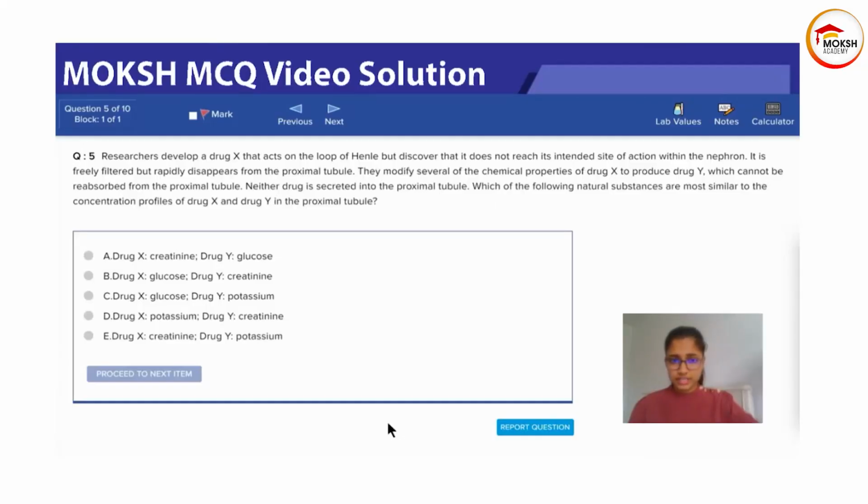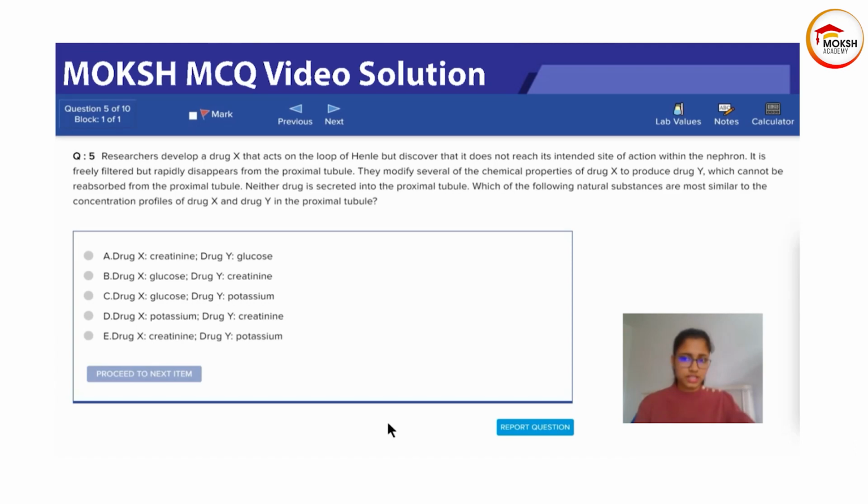So researchers developed drug X that acts on the loop of Henle but discovers that it does not reach its intended site of action within the nephron. It is freely filtered but rapidly disappears from the proximal tubule. They modified several of the chemical properties of drug X to produce drug Y, which cannot be reabsorbed from the proximal tubule. Neither drug is secreted into the proximal tubule.